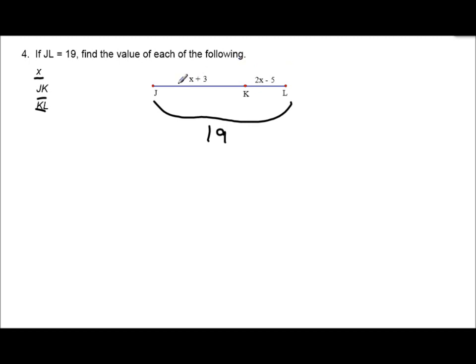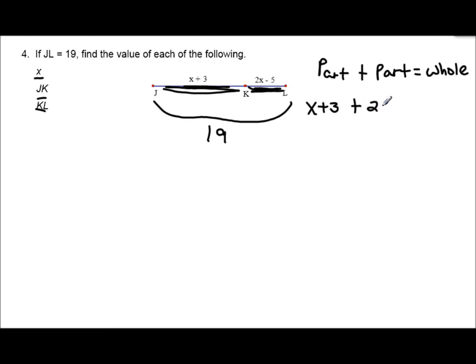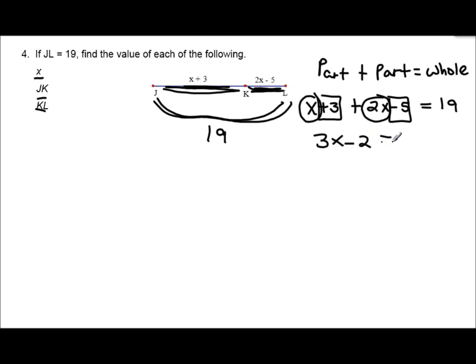So the algebraic equation we're going to set up is, remember, part plus part equals the whole thing. So I take part of the big segment, JK, x plus 3, plus the other part of the big segment, KL, 2x minus 5, and I set that equal to the whole thing, which is from J to L, 19. My first step would be to combine like terms, x and 2x, which is 3x, and a positive 3 and a negative 5, 3 minus 5, which is negative 2, that equals 19.